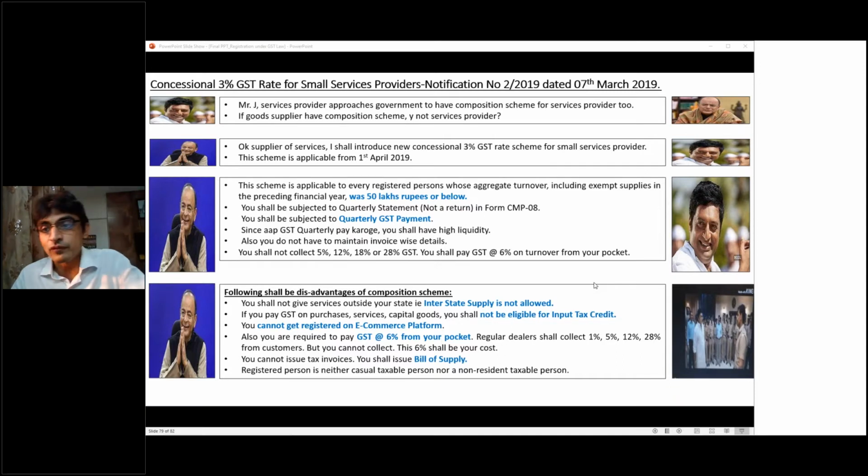Clear? See, someone is asking 50 lakh or 30 lakh. Madam, what is the language here? If your turnover in the preceding financial year is 50 lakh, you are already having a GST number, no? So now on the entire 50 lakh GST shall be applicable. Your turnover in the preceding financial year is up to rupees 50 lakh. Clear? Yeah. Okay. Chalo. So this was the entire point.